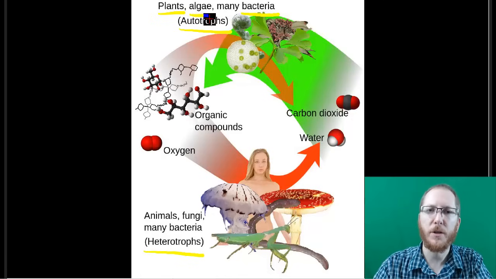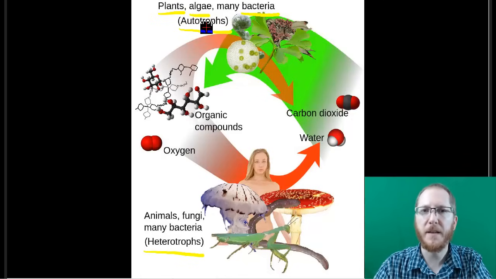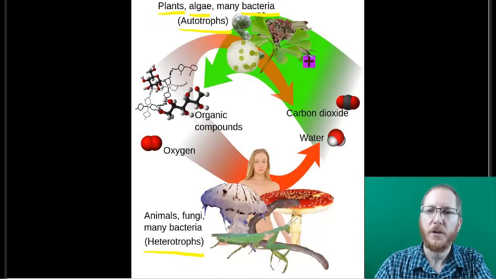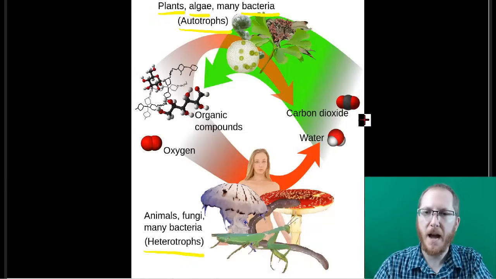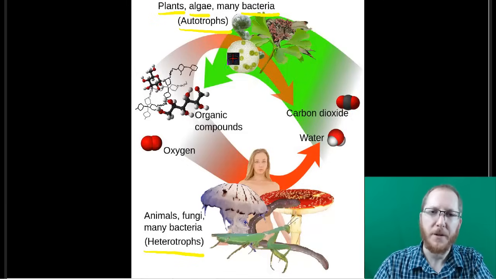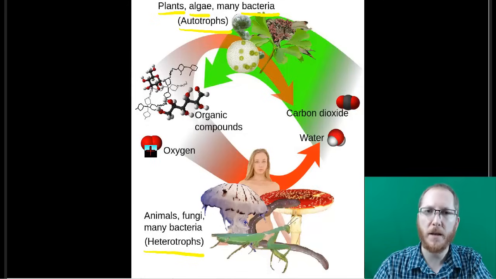So these guys will be able to do photosynthesis. There are some guys that can also do chemosynthesis. There's other ways. Usually it's light, though. So they'll use light energy to take carbon dioxide and water, and then use that light energy to convert it to organic compounds, and they have oxygen as a byproduct.